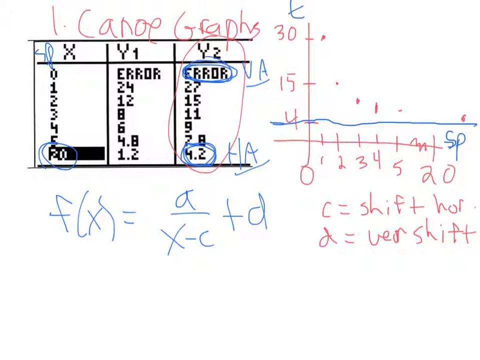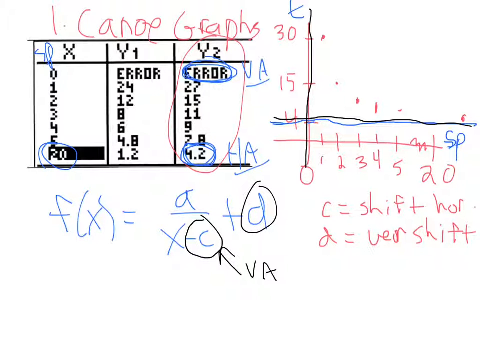I'm really off my game today. A horizontal asymptote at 4, and we have a vertical asymptote at 0. So in terms of our transformations, the vertical asymptote is our C value, and the horizontal asymptote is our D value, shifted up by 4. So I can now represent that function as f of x equals a over x minus 0 plus 4.